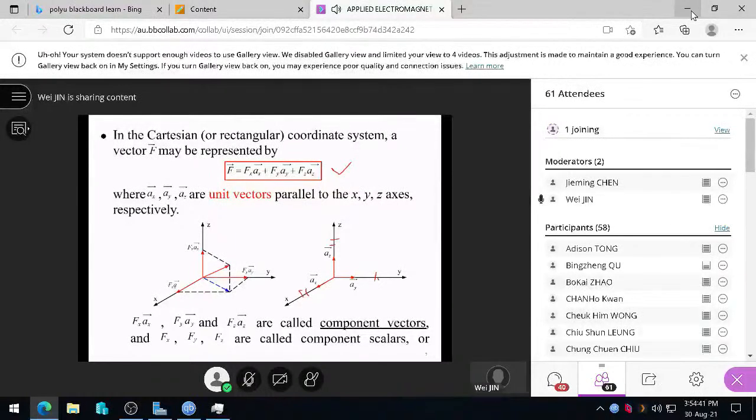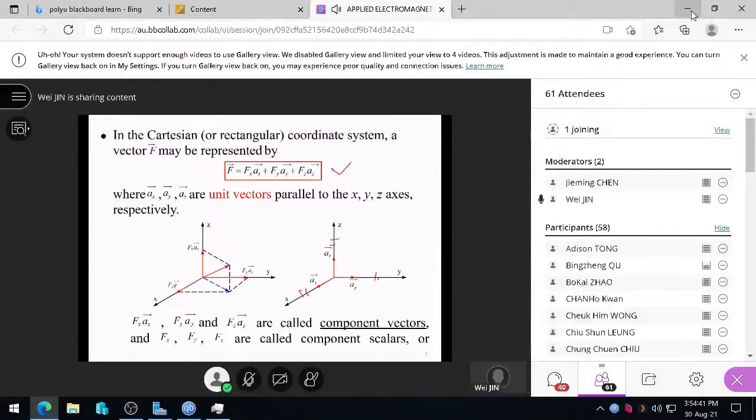Now you can see ax dot ax equals 1, because the angle between them is 0. They're the same vector, and the magnitude is 1. 1 multiplied by 1 times cosine 0 equals 1. So the same unit vector dotted with itself equals 1. The same goes for ay dot ay, and az dot az.